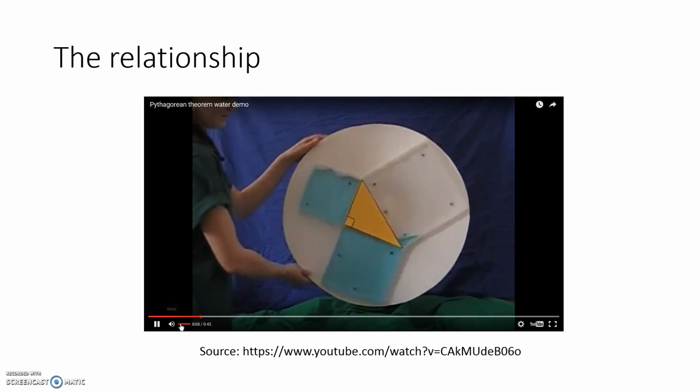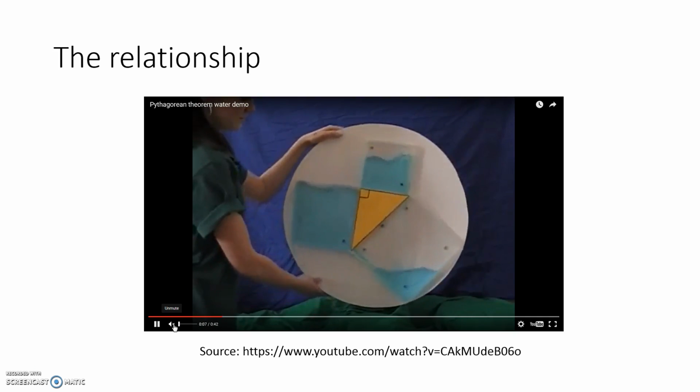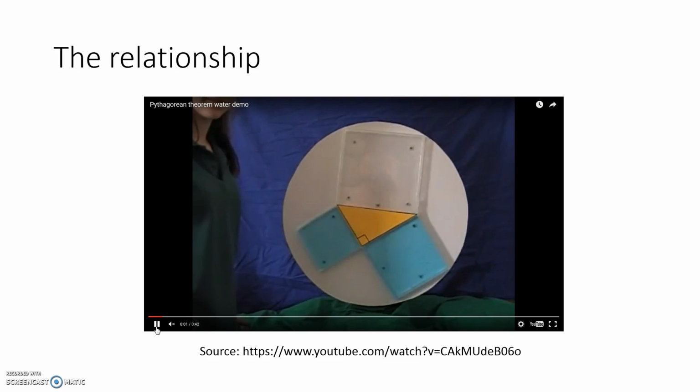Okay, if I turn off the sound and you take a look, the hypotenuse is over this side, and the two other sides are over here. You notice that this square is a square because this length is the same as this side of the triangle, and similarly this side of the triangle is this length. This means that these two areas are squares.